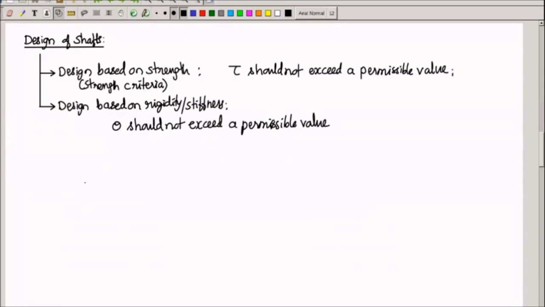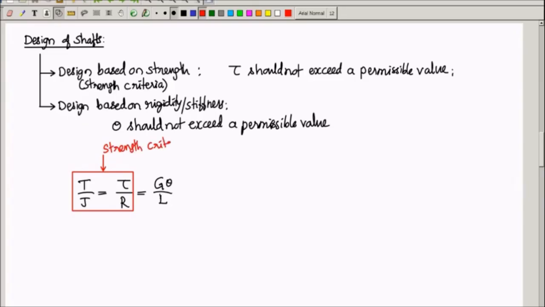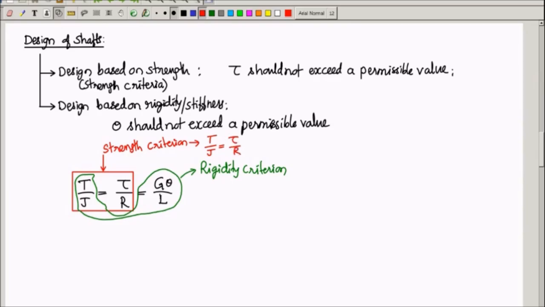Just observe here, T by J is equal to tau by R is equal to G theta by L. This is the torsion equation. Now, if I consider this region, this part of the torsion equation is called the strength criterion. And if I consider this portion, this is the rigidity criterion. So strength criterion is nothing but T by J is equal to tau by R. And rigidity criterion is nothing but T by J is equal to G theta by L.